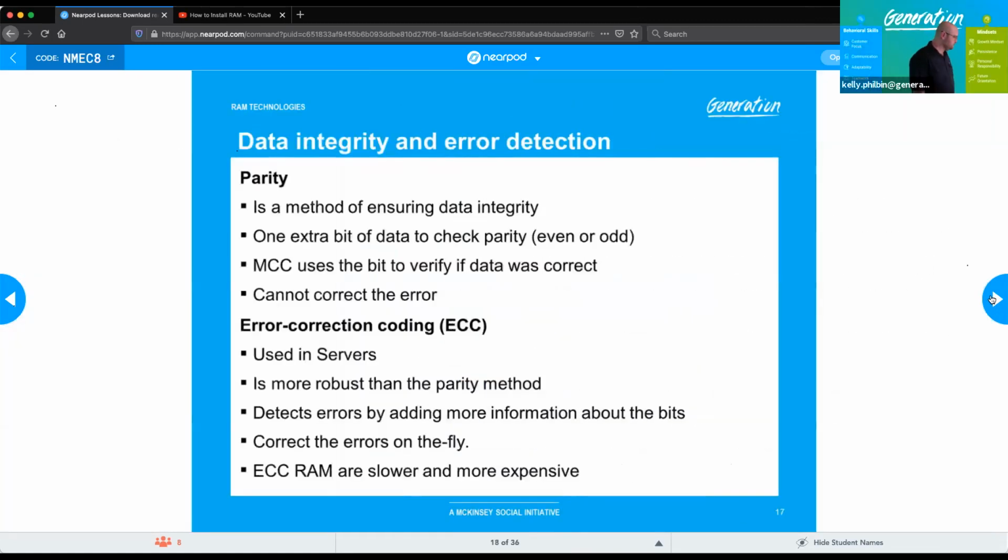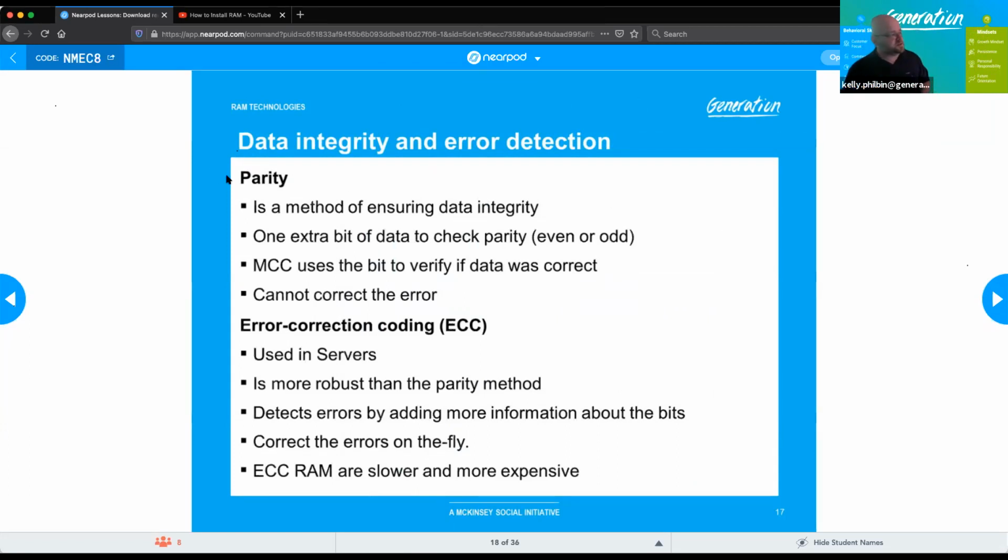All right. Now, this is where we have to start looking at things here. We have data integrity and error detection. How do we know if the data we're receiving is good? RAM chips have some features that can help with this.